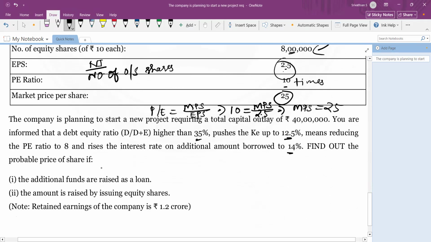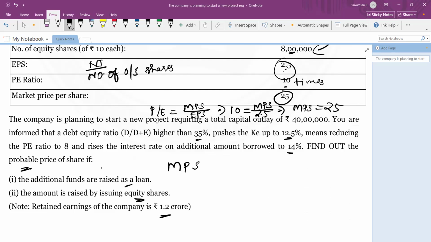That is one. So you can either raise this additional 40 lakh rupees of capital in the form of a loan, or you can raise this additional capital of 40 lakh rupees in the form of equity shares. So the requirement of the question is to calculate the market price. They're asking us to calculate the probable price. So they're asking us to calculate the market price of the share if the additional funds are raised in the form of a loan. If you are raising this additional 40 lakh rupees of capital in the form of a loan, what will be the market price? Or if you are raising the additional capital of 40 lakh rupees in the form of equity shares, what will be the market price? And one more important information is given.